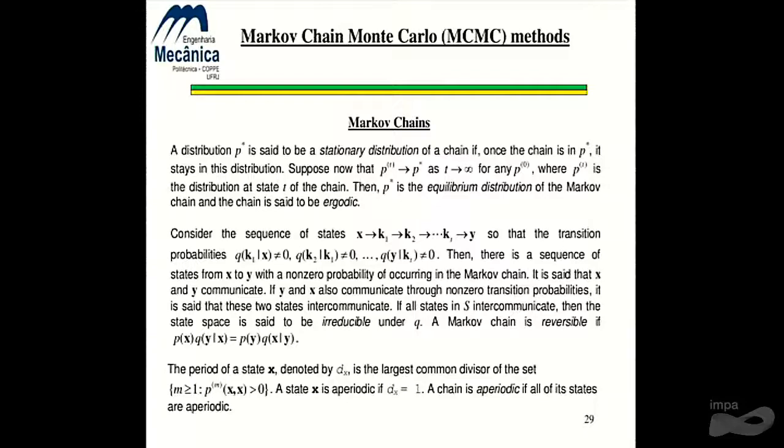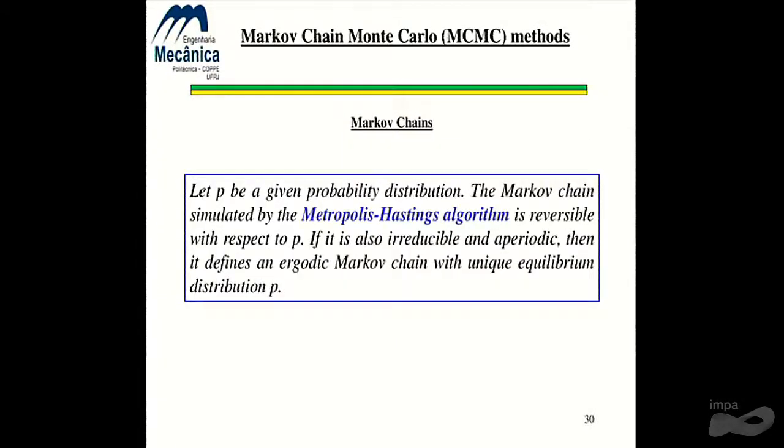The period is the largest common divisor that makes the probability of being at a state X coming back to state X larger than 0. And the chain is said to be aperiodic if this is 1. And we say that the state is aperiodic if this is equal to 1, and the chain is aperiodic if all states are aperiodic. And why are those definitions important?